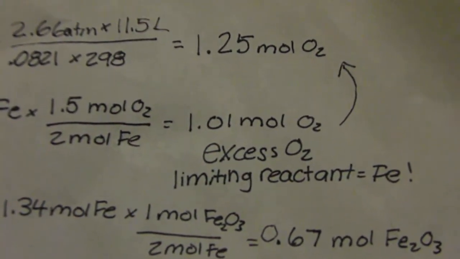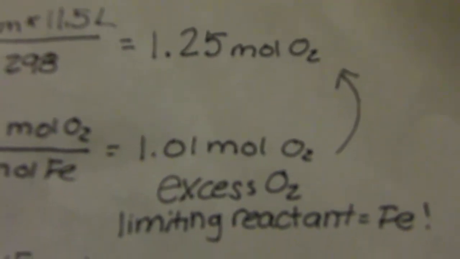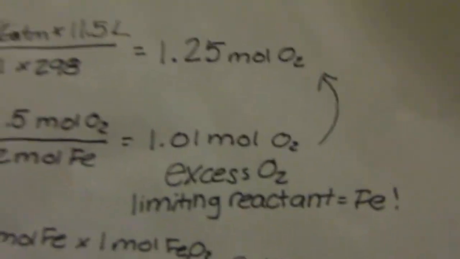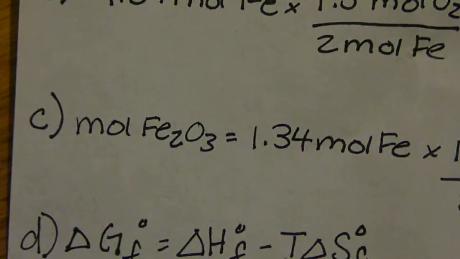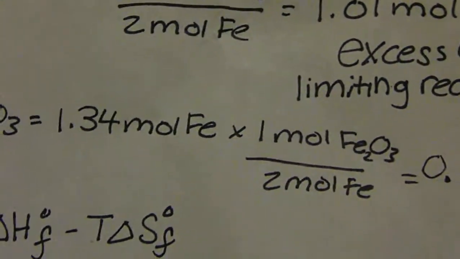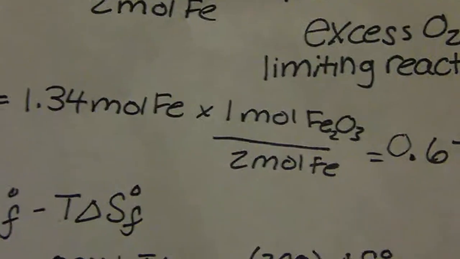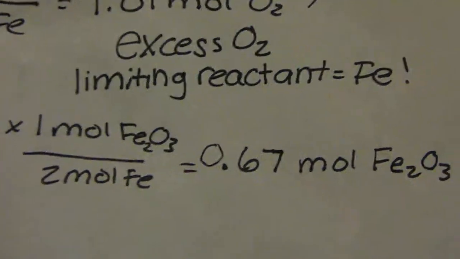But as we calculated before, there were 1.25 moles of oxygen initially, so there's leftover oxygen, which shows that Fe is the limiting reactant. Now to question C. It states the number of moles of iron oxide produced when the reaction proceeds to completion. So here we take the limiting reactant of iron and multiply it by the molar ratio from the balanced equation, and it calculates that 0.67 moles of iron oxide are created.